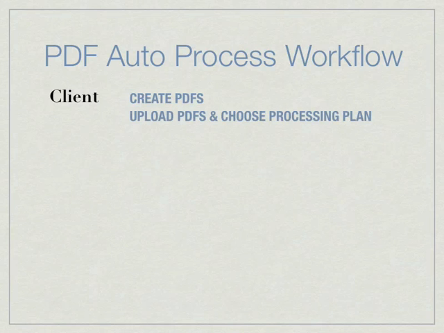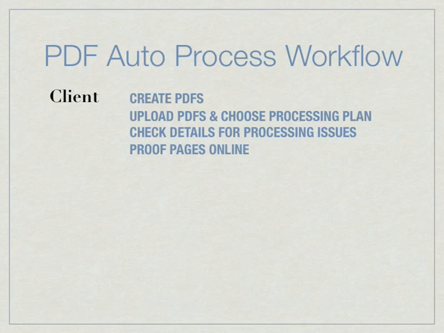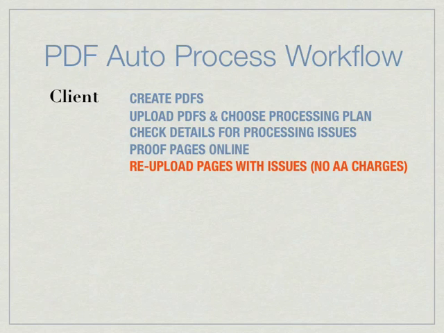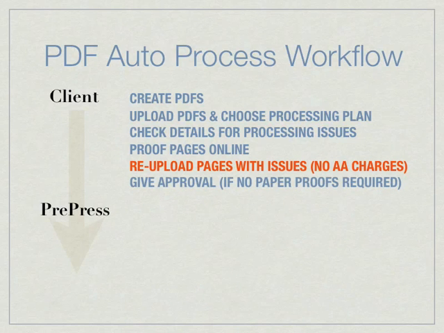So let's take a look at the steps that you follow in an auto process workflow. First of all, you'd end up creating the PDFs on your end. You'd upload those PDFs and choose a processing plan, and then you check the details for any processing issues like low res, RGB, or missing fonts. You proof those pages online using the Pages view or the Smart Review. If you find problems, you re-upload those pages with issues. Since we haven't started working on the files and you're fixing those files before we do anything on them, there are absolutely no AA charges involved in this.